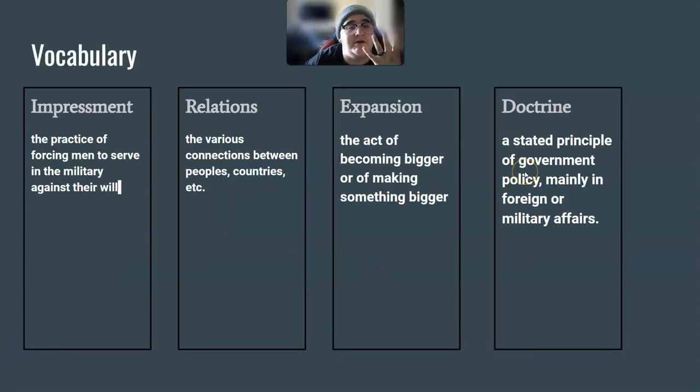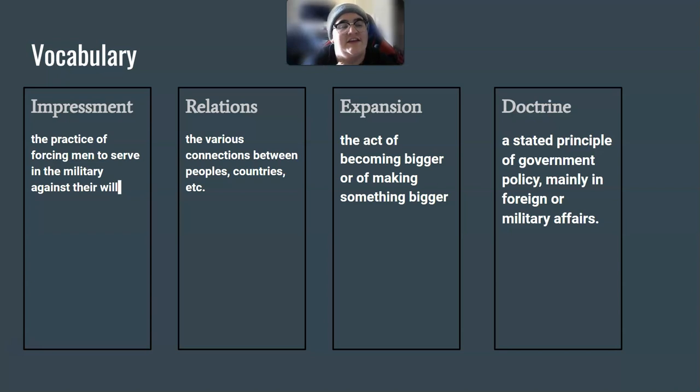So, I've got 4 vocab words for this one. The first one is going to be called impressment. Impressment is the practice of forcing men to serve in the military against their will. This is basically if you were to kidnap soldiers and then force them to serve in their army. In this case, it's the War of 1812.